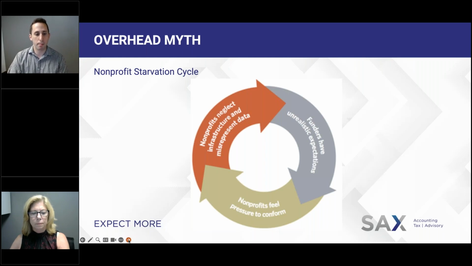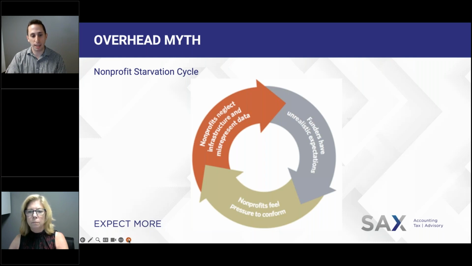The whole idea of the overhead myth is that overhead shows how effective a nonprofit is, but the end result is that it creates an ineffective nonprofit. So they forego infrastructure. They're not investing in technology, which is really important right now. They're not getting the reporting they need to show program outcomes. They're potentially not training staff the best way they could, which creates poor quality of service. They're probably understaffed and underpaid. It is a whole downward spiral.